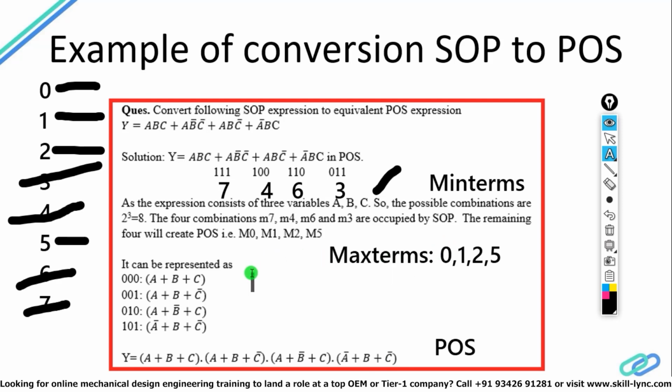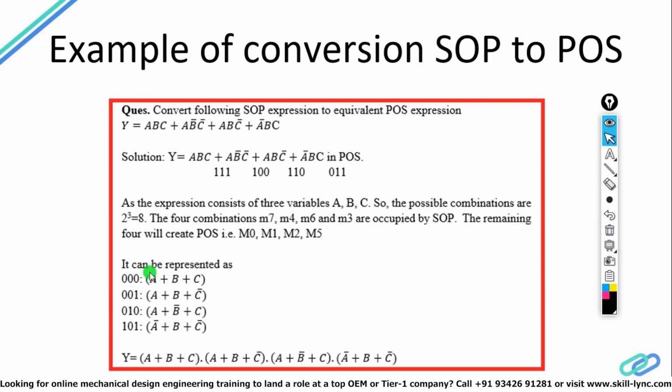So 0 can be written as 000. Why am I taking 3 zeros? Because 3 variables are there. Because it is POS, 0 here stands for the uncomplemented variable. So it is A plus B plus C. Similarly, you can take 001, which will be A plus B plus C bar. If I say 010, you can write A plus B bar plus C. And 101 is A bar plus B plus C bar.